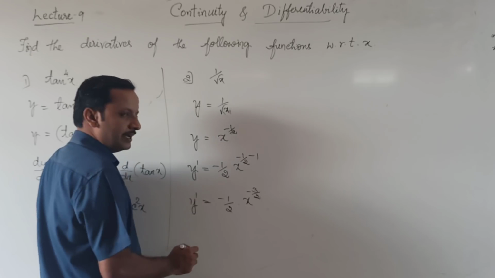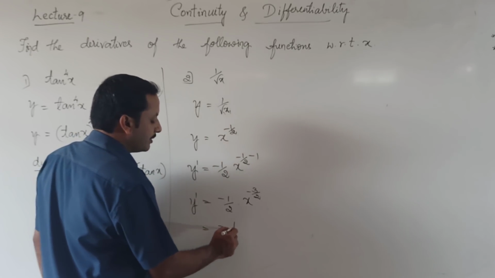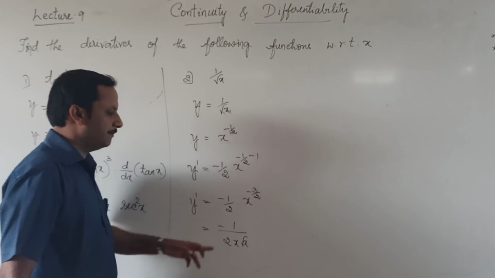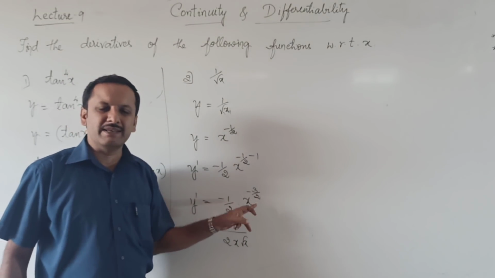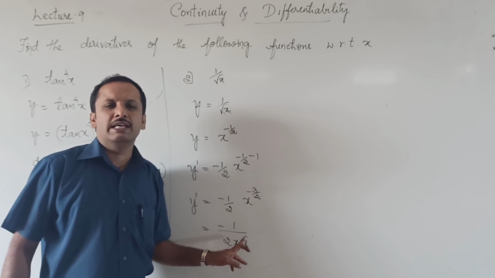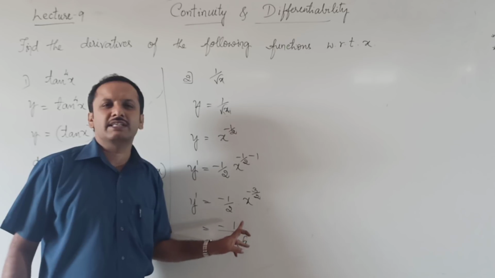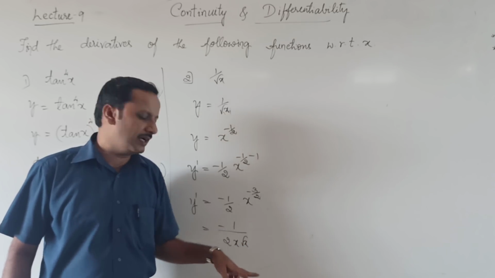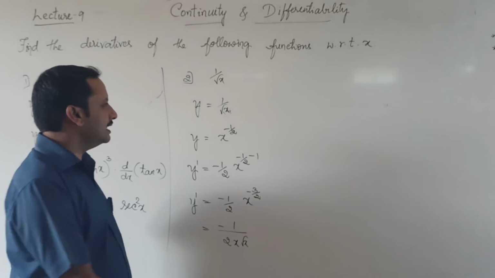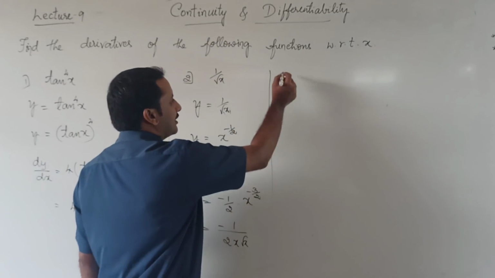Okay, you can stop here, or if you want you can write one more step, that is minus 1 by 2 into x root x. X power minus 3 by 2, I will take it to the denominator, it will become x to the power 3 by 2. X to the power 3 by 2 is nothing but x to the power 1 into x power 1 by 2. So we get minus 1 by 2x into root x. Let us look at the next question.